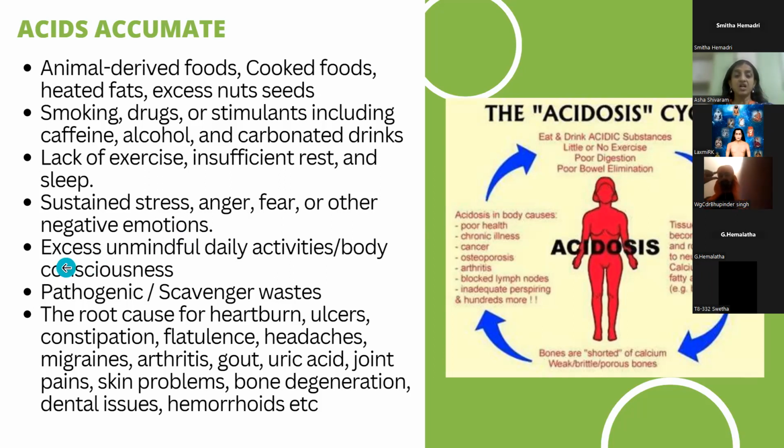So the root cause of heartburn, ulcers, constipation, flatulence, headaches, migraines, arthritis, gout, uric acid, skin problems, bone degeneration, even dental issues, because teeth are part of the skeletal structure, piles, all these things is because of excess acid circulating in the body. We can also call it toxins, or we may call it acid. Basically, these are byproducts of metabolism or our thoughts, which haven't been processed and haven't been thrown out from the body. As these keep getting circulated by the blood, they can cause problems in all parts of the body. So we cannot solve this problem by quick fixes like drinking alkaline water, for example. That is not how the body works. It has to come through food. It has to come with a natural lifestyle.